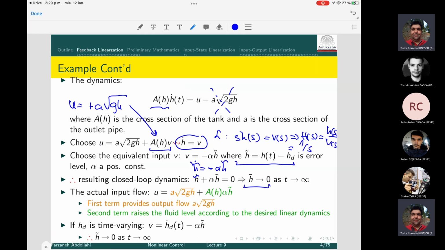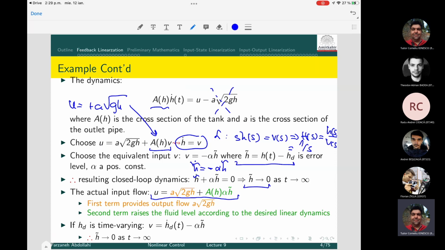Okay. What's the command law? So this is the command you're trying to use. Okay. The first term is the output flow, and the second term raises the fluid level according to the desired linear dynamics.